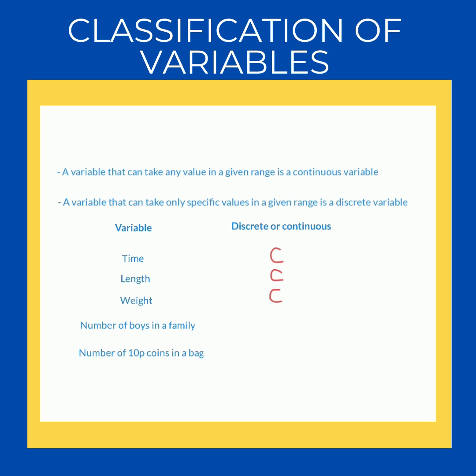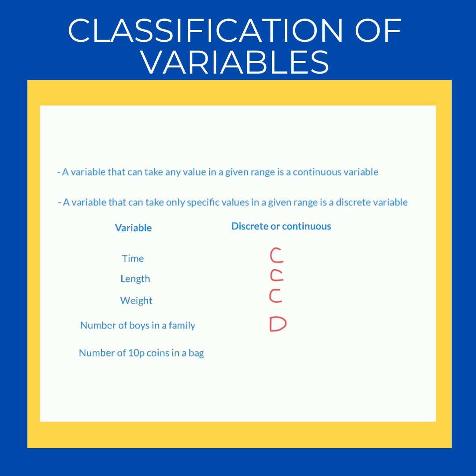Now, the number of boys in a family. So the number of boys can be only 1, 2, 3, 4, 5. I can't have 5.5 boys or 6.5 boys. So this variable can take only specific values, which are whole numbers. So the number of boys is D, discrete.